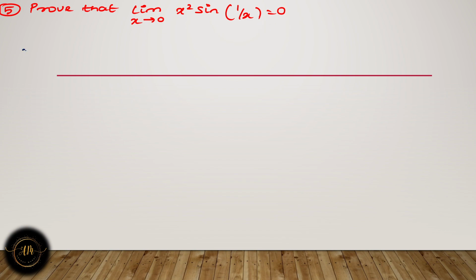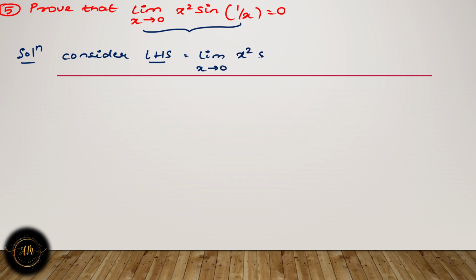Solution. Now let's consider the left hand side. This is what is called the left hand side. Limit as x tends to 0, x square sine 1 by x. Apply the limits: 0 square into sine 1 by 0.